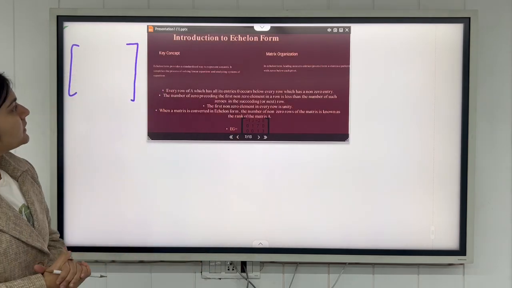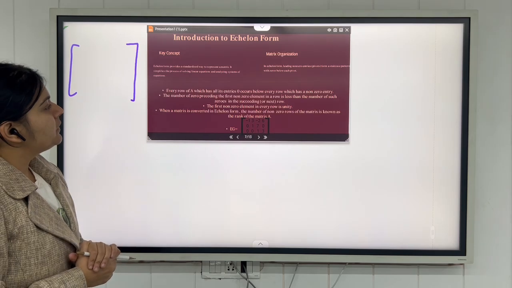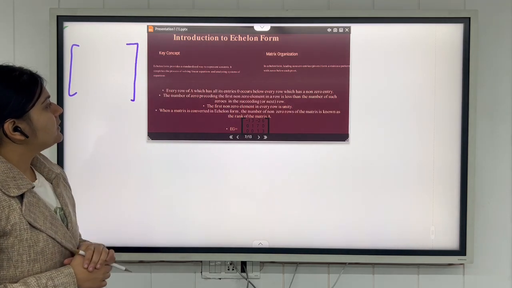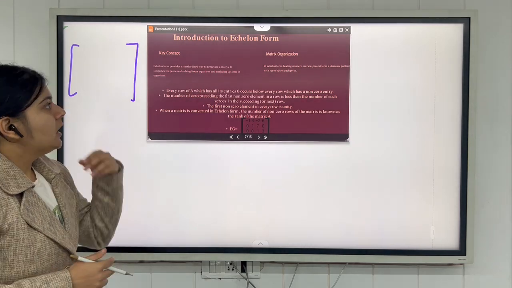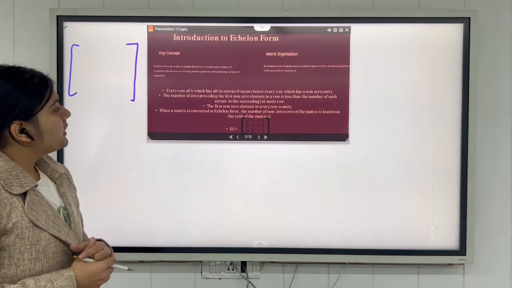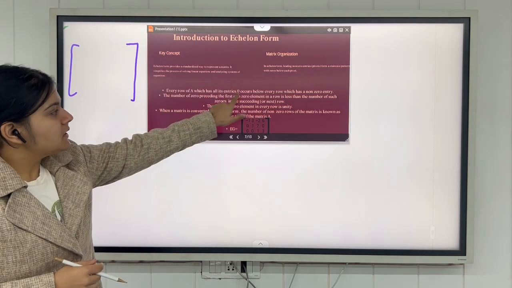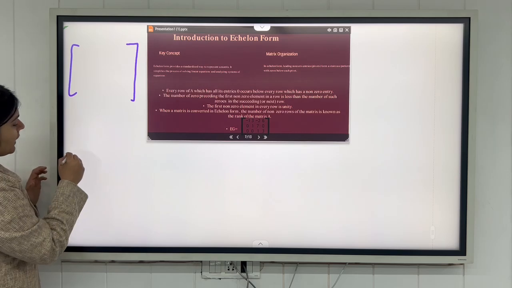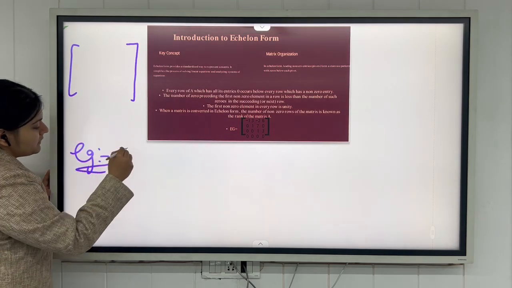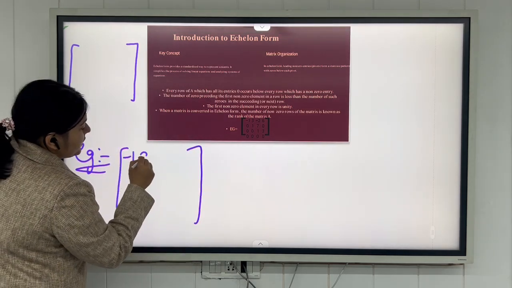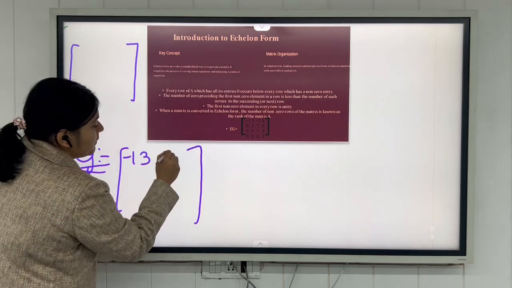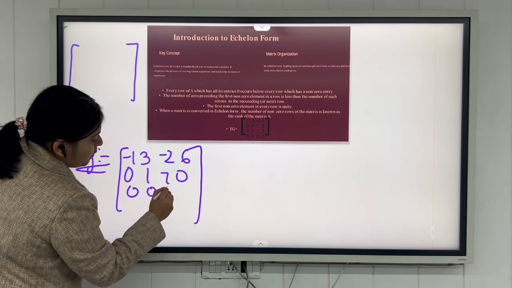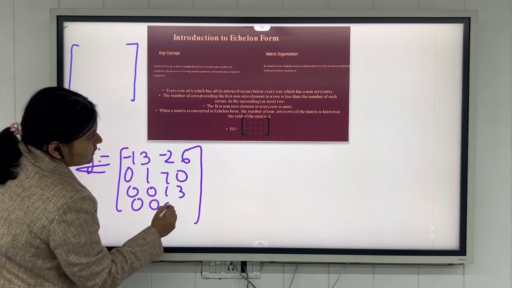It is a method to provide a standardized way to represent a matrix, and it simplifies the process of solving linear equations and analyzing the system of equations. Every row of the matrix whose entries are all 0 occurs below every row which has a non-zero entry. Now I have already given you one example. You have seen that this is a matrix with elements -1, 3, -2, 6, 0, 1, 7, 0, 0, 0, 1, 3, 0, 0, 0, 0.